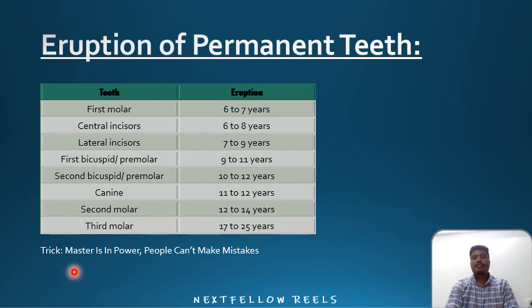Now the trick is "Master is in power", so people can't make mistakes. You have to take the capital letter of each word and put it like this. M in master is for first molar, I is for central incisor, the second I is for lateral incisor. Then P is for first premolar, another P is for second premolar, C is for canine, M is for second molar, and the third M is for third molar.